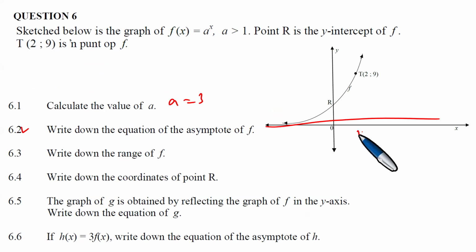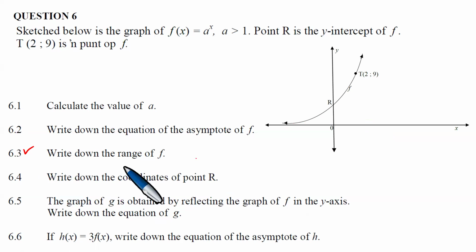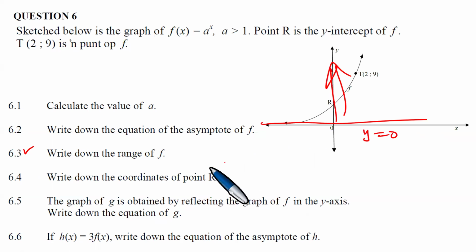It is this guy here, and it is exactly y equals 0. It is exactly y equals 0. That is the asymptote of the function. Next thing, write down the range of f. So let us look at 6.3. The range of f is a set of all the values of the function. So at this point, y equals 0, and this goes all the way up. And so what is the range?